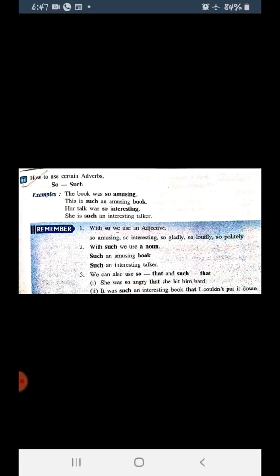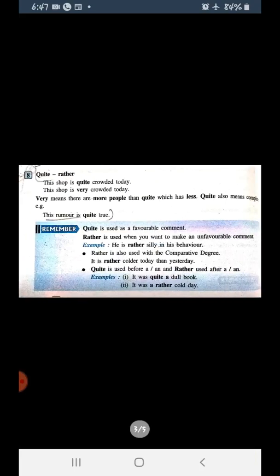Got it, students? Next. Okay. Now, another pair of words, quite and rather. Now see. Example. This shop is quite crowded today. Number 2. This shop is very crowded today.